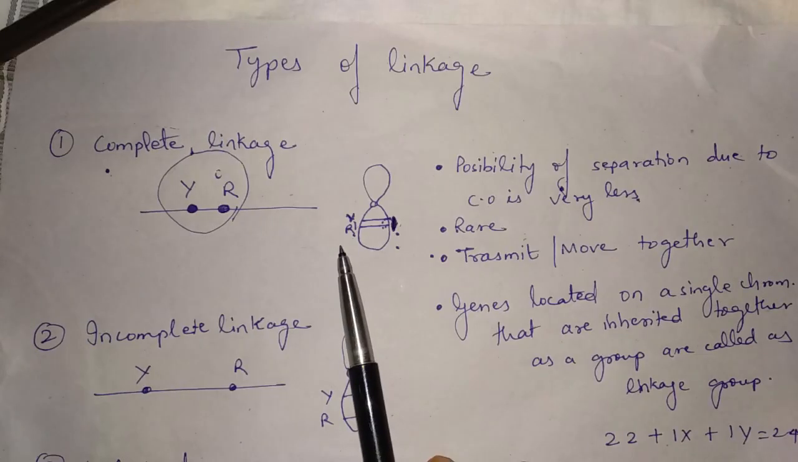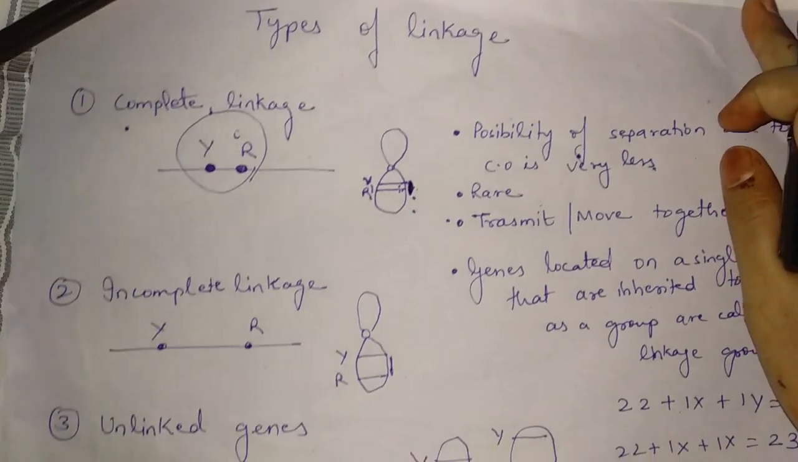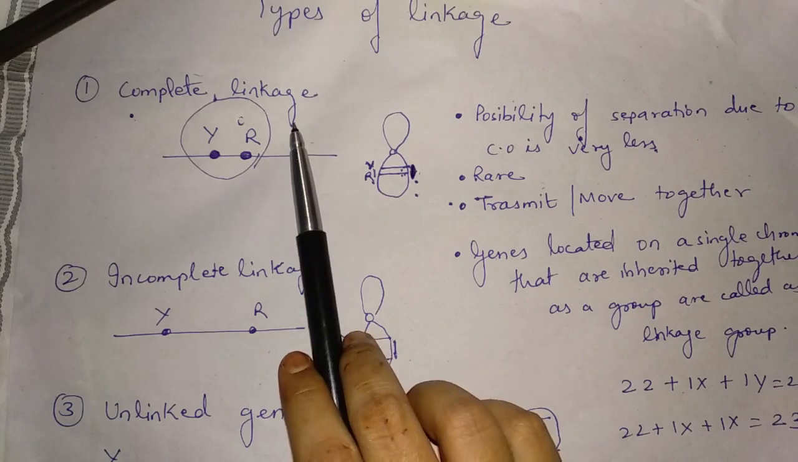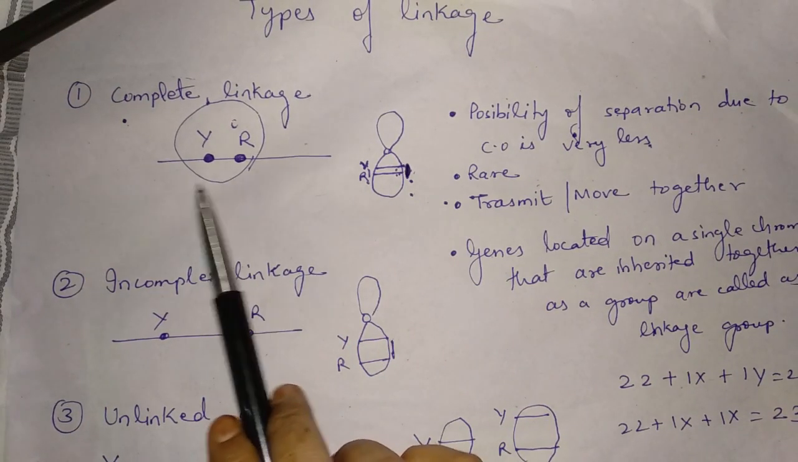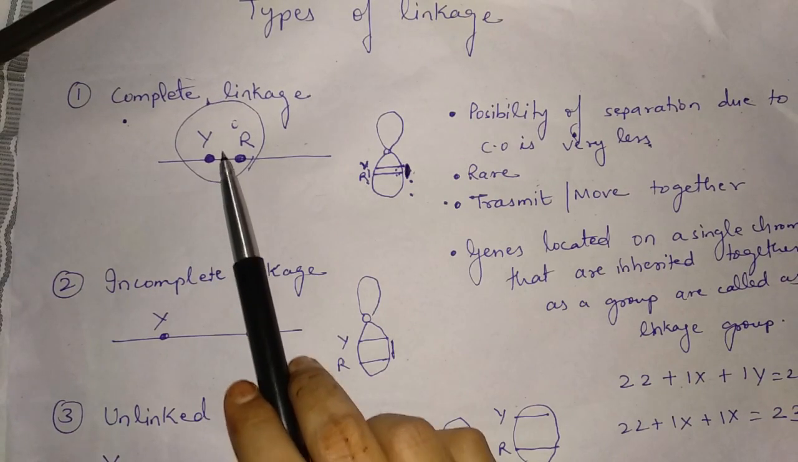After seeing types of crossing over, let's see types of linkage. There are 3 types of linkage: complete linkage, incomplete linkage, and unlinked genes. Complete linkage is the case when the genes which are close to one another, or the linked genes, are very close, that is the distance between them is very less.